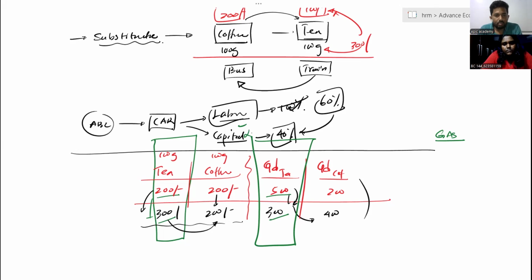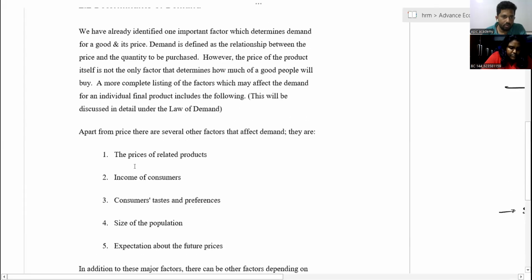So if you consider this, you can identify why there is a negative relationship, because of the comparative advantage. Okay, do you get the idea of the substitute effect? I think in your notebook there must be a definition related to that.